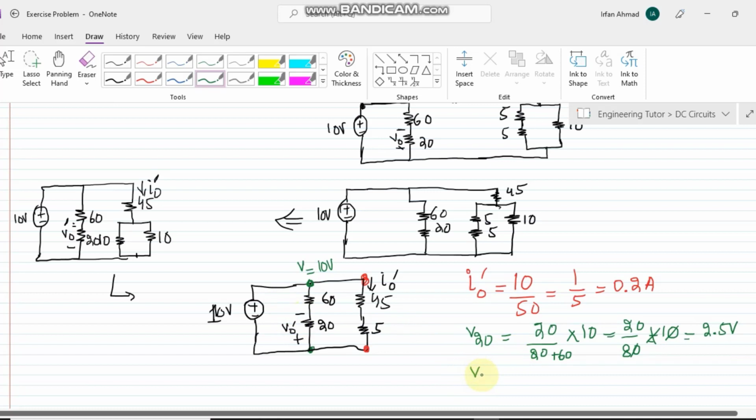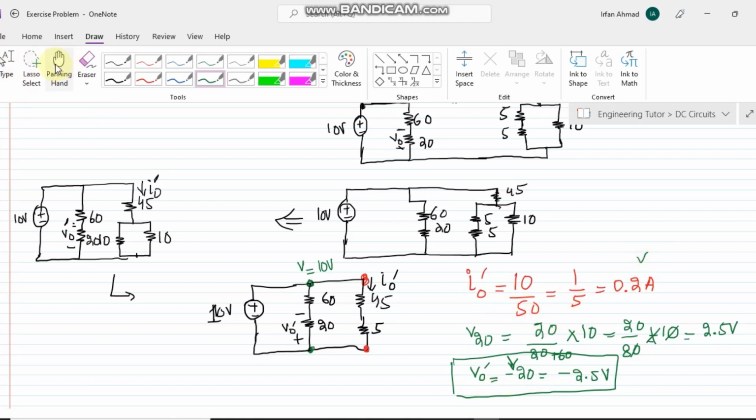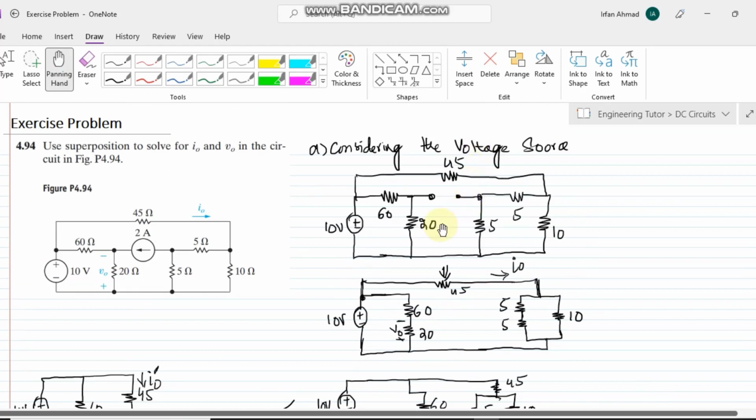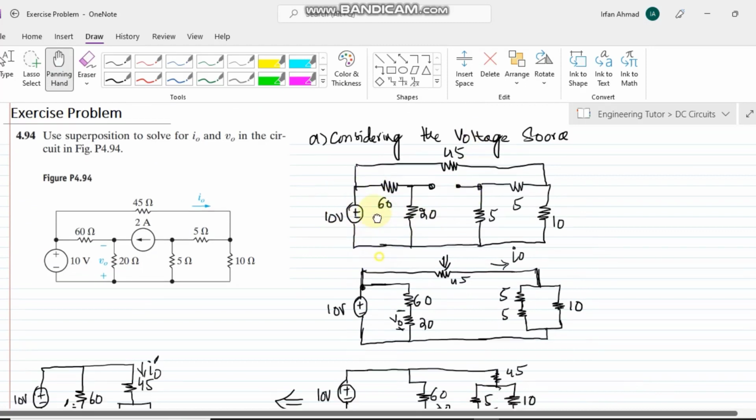Similarly the value of V naught prime, we can see the polarity here, that the polarity of V20 and V naught prime are opposite to each other, so that is minus V20, and the value of V naught prime is minus 2.5 volts. Okay, so the value of V naught prime is this one, and the value of I naught prime is this one. This is the case when only the voltage source is considered in this circuit.